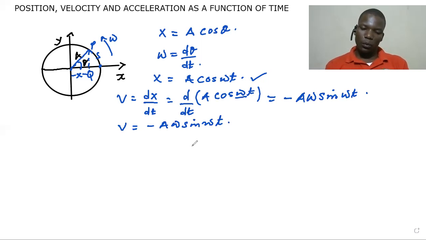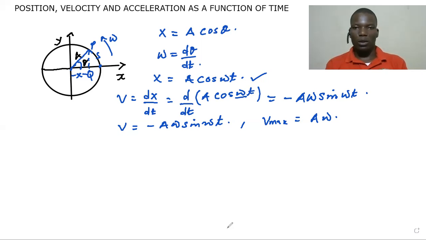We can even note from here the maximum velocity, because sometimes you can be asked what the maximum velocity is. So the maximum velocity is basically that. That's our maximum velocity. Now we can get the acceleration as well by differentiating velocity. If you differentiate velocity with respect to time, what you get is the acceleration.